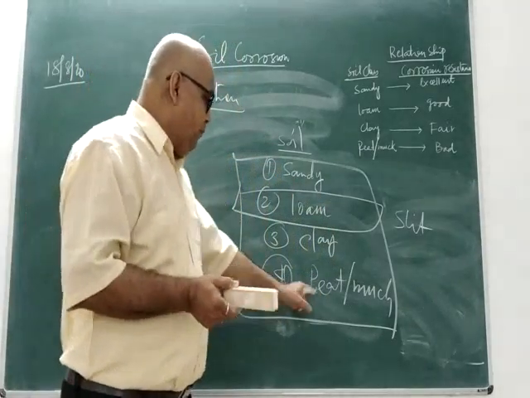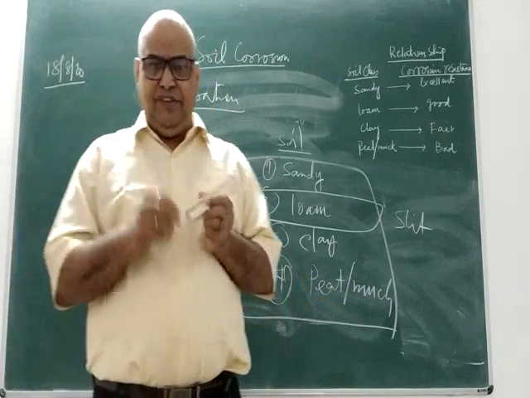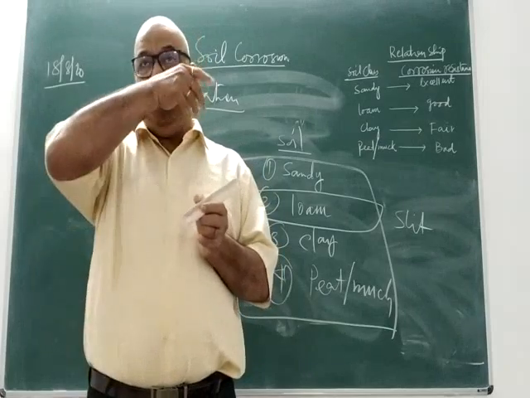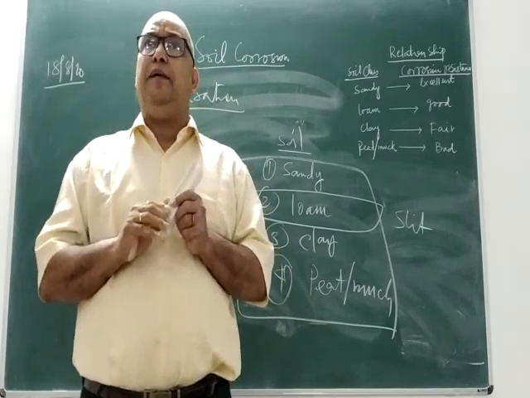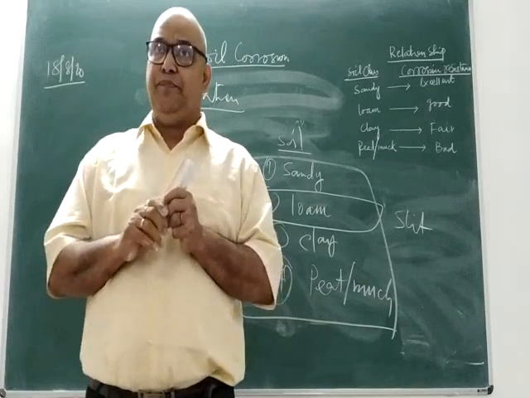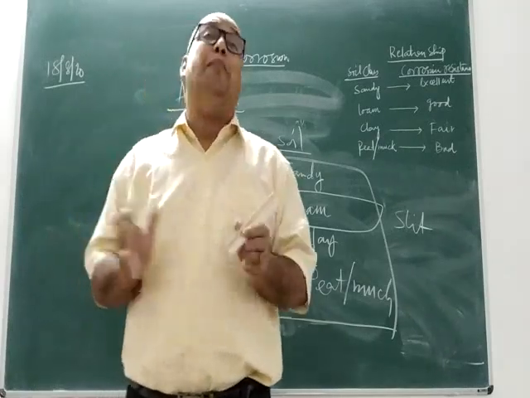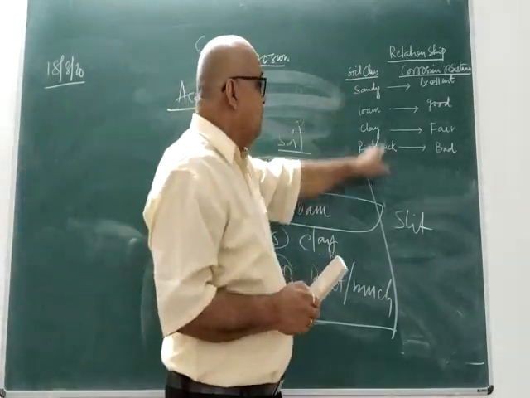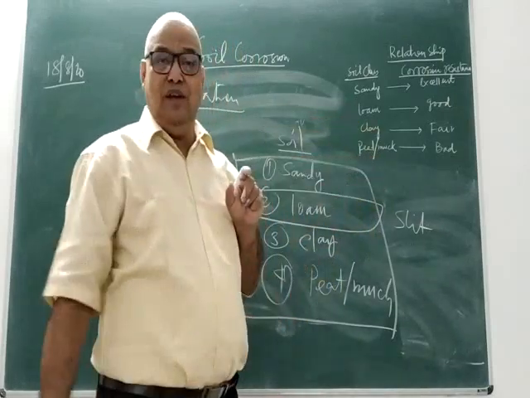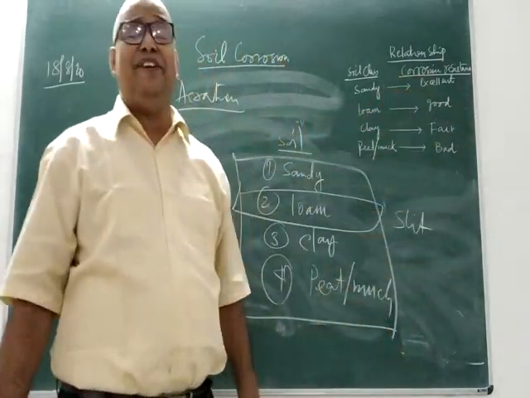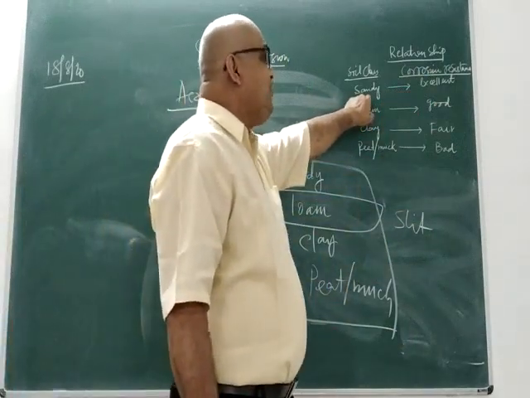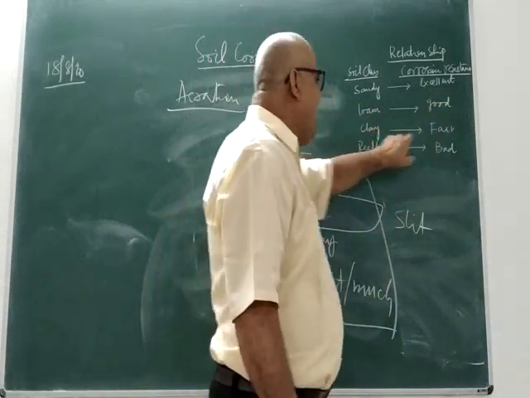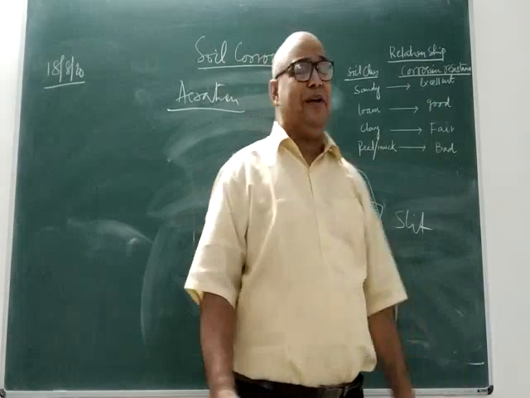And number four is your peat or muck type. This is actually the most dominant organic soil, and it is produced over centuries by partially decomposed or undecomposed plant residue. All four types of soil are written here with their corrosion resistivity. If your soil is sandy, it will have excellent corrosion resistivity. If it is loam, it is good. If it is clay type, it will be fair. If it is peat or muck type, it will be very, very bad.